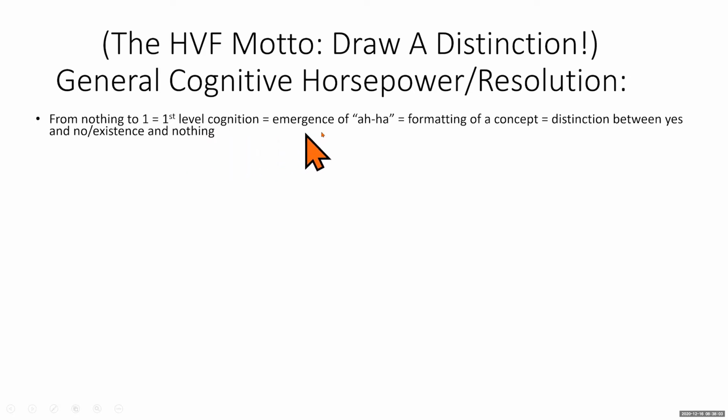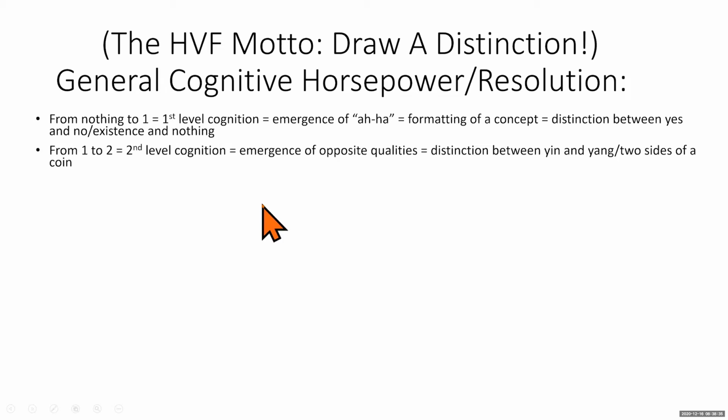It is an emergence of aha. It is also Wiener's earlier paper about how our neural system is formed, something called a concept. So the formation of a concept, and you make a distinction between yes and no, between there is something and there is not something. That's what I call the very primitive first level cognition.